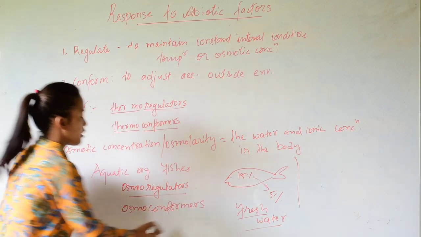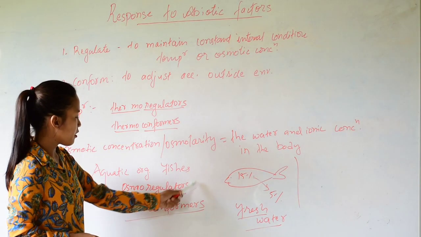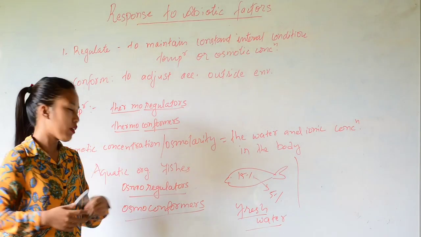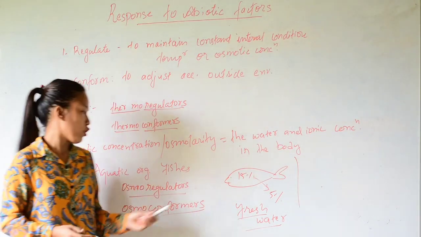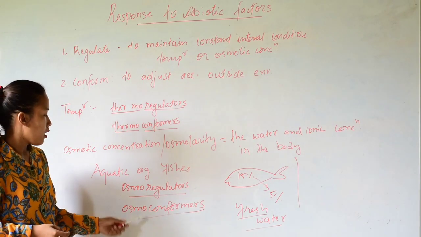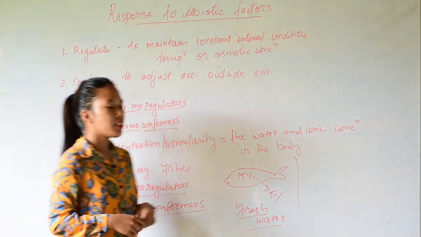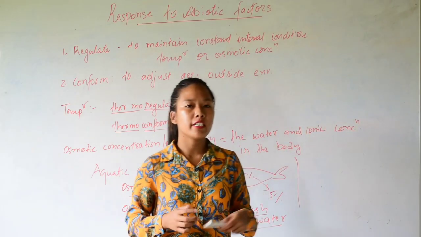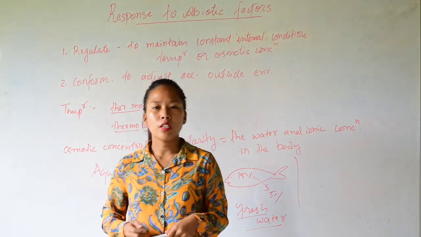So I hope you're clear with these osmoregulators and osmoconformers. Osmoregulators are those organisms, particularly aquatic organisms, which are able to maintain constant internal conditions, and those aquatic organisms which are not able to maintain their constant internal condition are called osmoconformers. So these are some of the important terms that we have to know. Now we will be going into details about these responses of organisms to the environment. We will discuss that one by one.